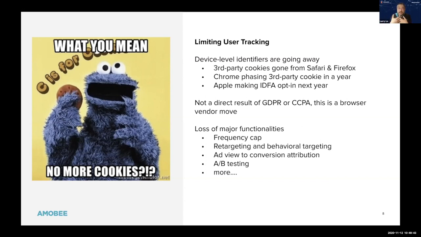What that really means for us is that there are going to be some major functionality losses, things like frequency cap, which is a way that we make sure you don't see the same ad over and over again. Sometimes when I consume content on YouTube, I keep seeing the same ad over and over again, maybe 10 times in rapid succession. That is not a very good user experience. So frequency cap is something that will get lost. Certain things like retargeting and behavioral targeting will also be a problem. Attribution is also going to be a loss. So there are some industry-shaking events happening.